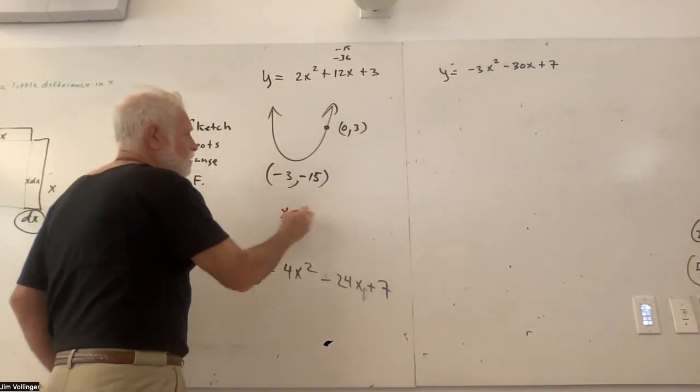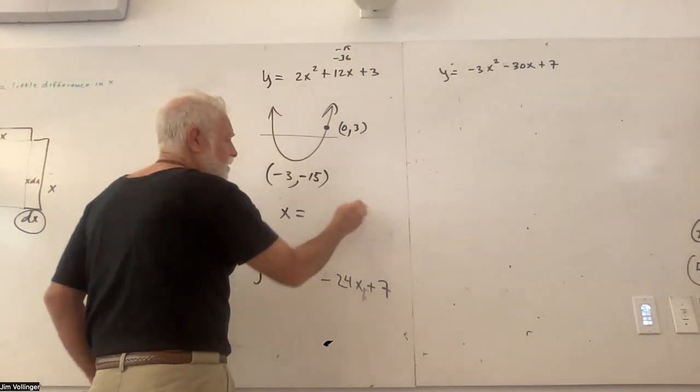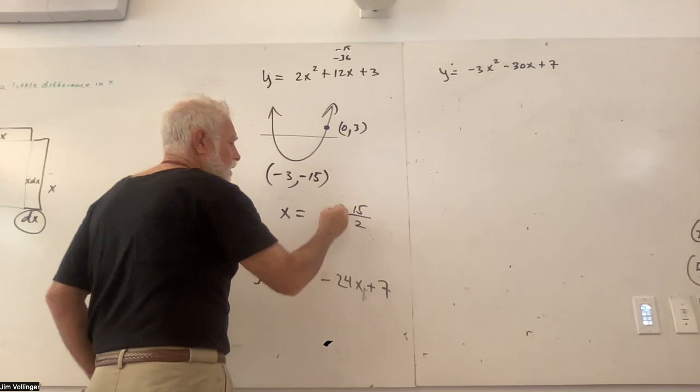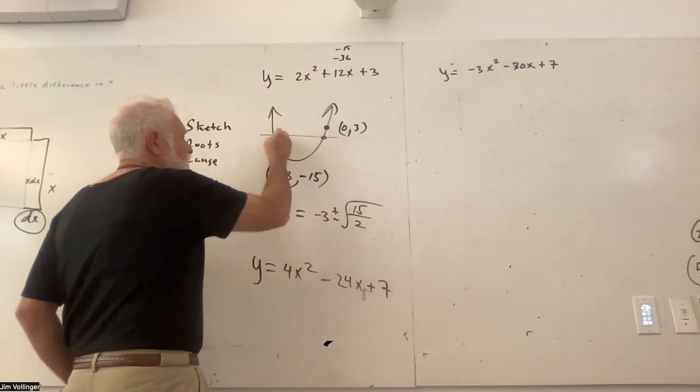Okay, so what are the roots? Well, I know I got to get to 0. 0's here. So I got to go up 15 units. I know that I got a multiplier of 2. I know it's the square root process, and I'm measuring from negative 3. So that gets me my roots.